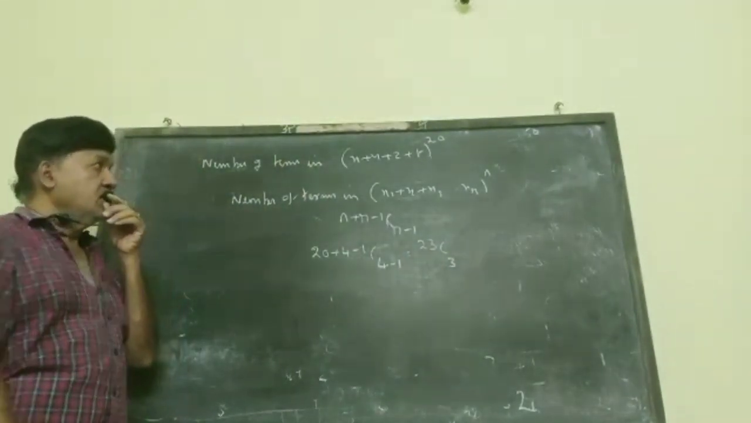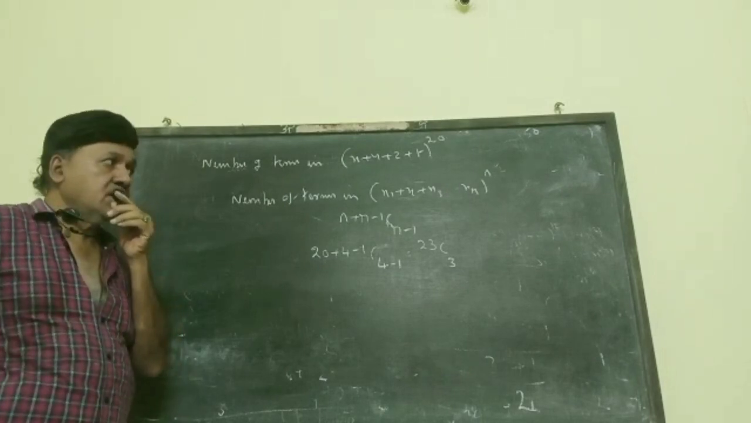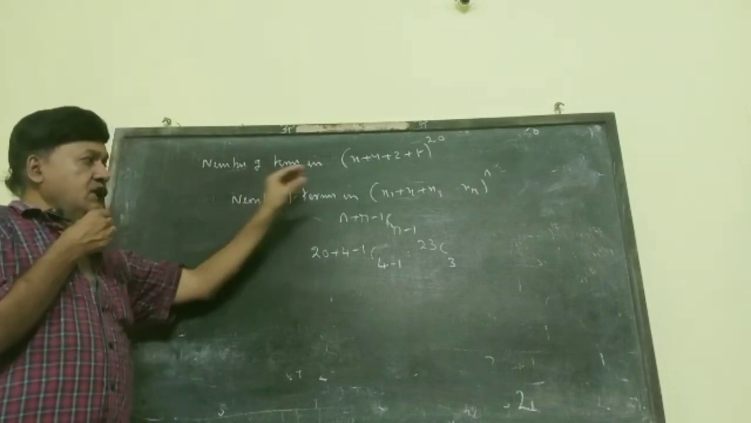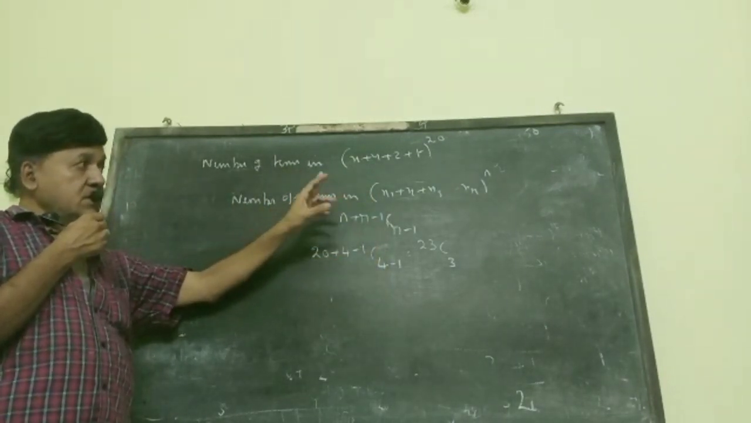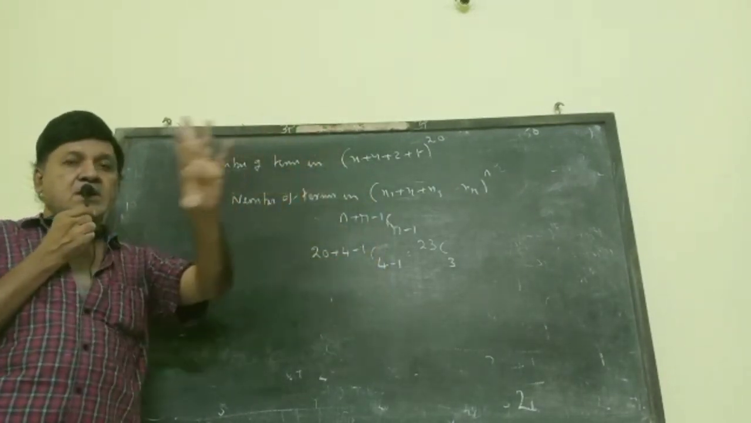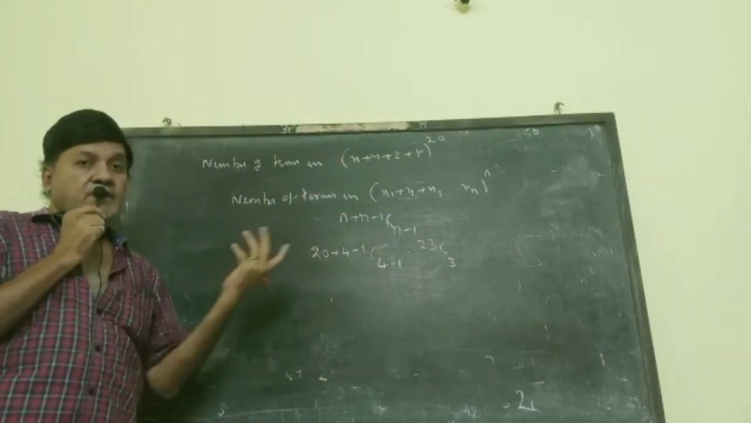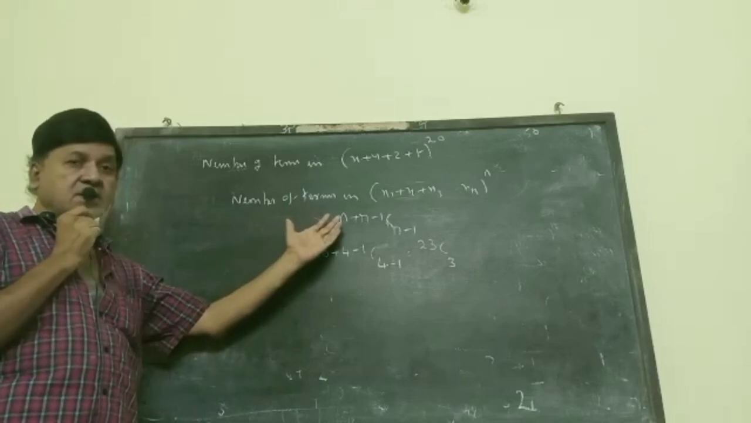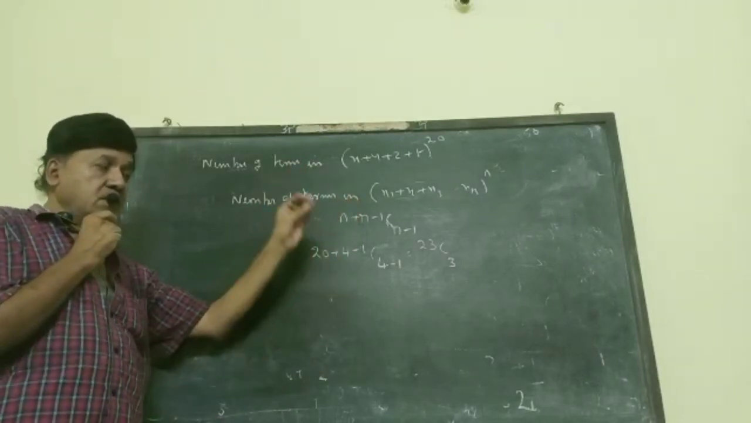So for the number of terms in the expansion of (x1 + x2 + x3 + ... + xr)^n, simply apply this formula and get it. You should remember that x1, x2, x3, ..., xr are all independent of each other. Then only you can apply a formula like this. Permutations and combinations is where we are going to derive this. At present you take it for granted.